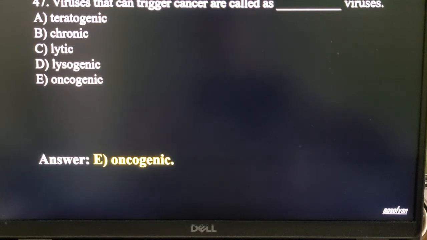An example is the EBV virus, Epstein-Barr virus, which is herpes virus type number 4. That can cause cancer called Burkitt lymphoma. Another example is the Hep B virus, hepatitis B virus. This virus can trigger liver cancer. So this type of virus is called oncogenic virus.